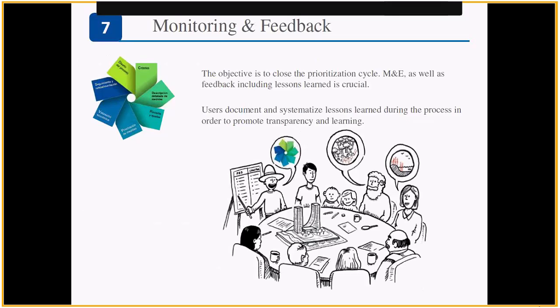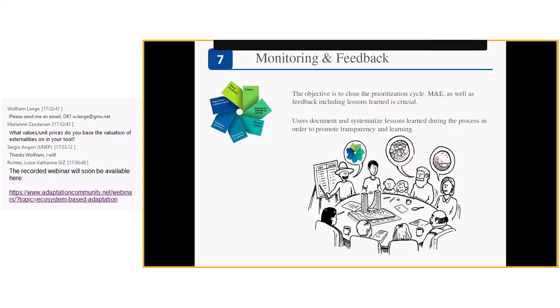It's the monitoring and the feedback. Once we've done this multi-criteria analysis and cost-benefit analysis, we then have our prioritized adaptation options, and the objective of this step is to close that cycle, that prioritization cycle. Feedback, including lessons learned, is crucial within the participants. And the other users document and systematize lessons learned during the process in order to promote transparency and learning. It's very important to do this as a cycle.